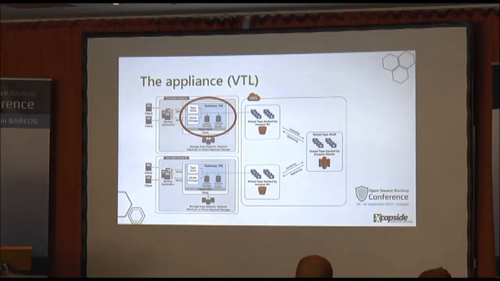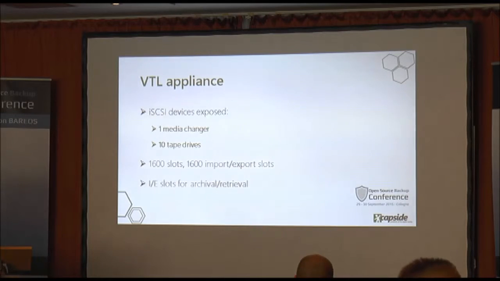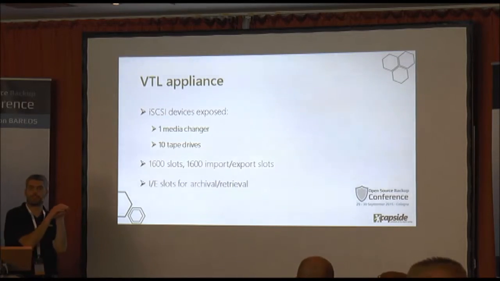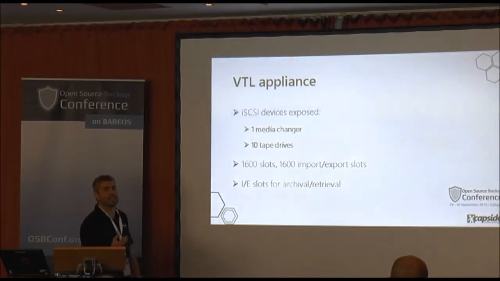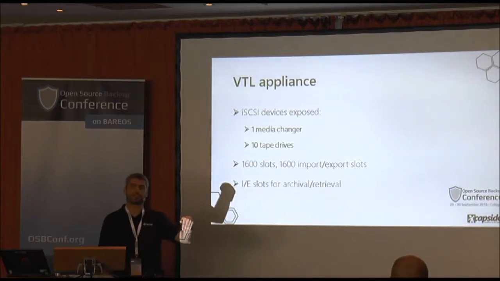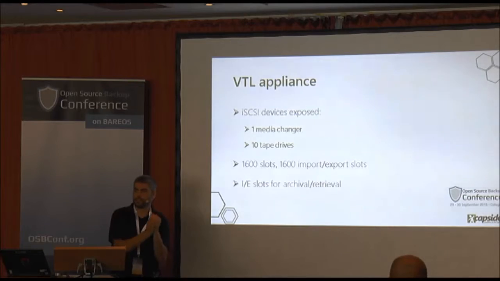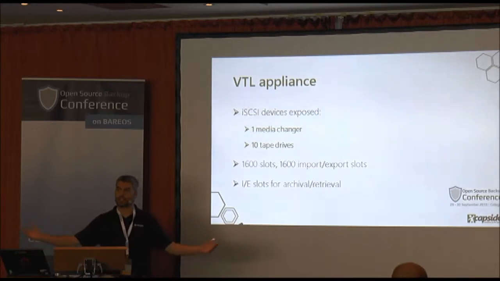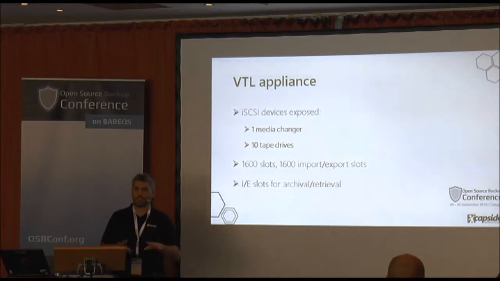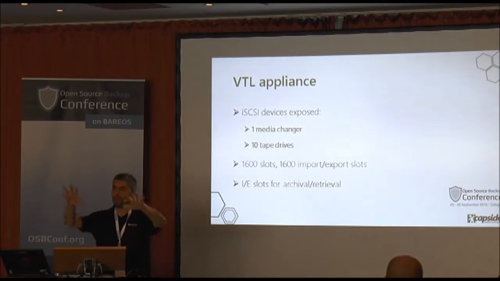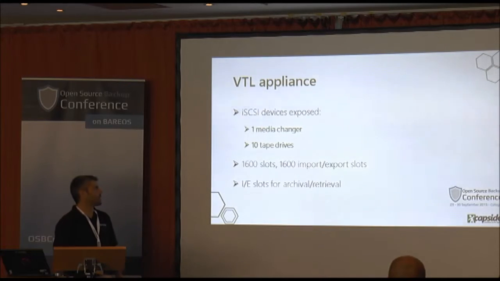About the VTL, Okay, the first part that is the one that you actually install in your data center, in your ESX. How does it work? It's just a virtual machine, an appliance that AWS gives you. You can download it, and you just have to deploy on your ESX or Hyper-V server. It exposes the devices as iSCSI devices. So you have one media changer, and then 10 tape drives. You can use one or two or the whole set of the tape drives. It depends on your bandwidth, because if you, okay, I'm going to use all the tape drives, yeah, okay, but then you need some good bandwidth so all of them can upload the data to the cloud.